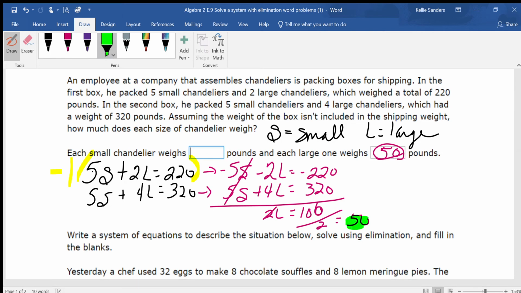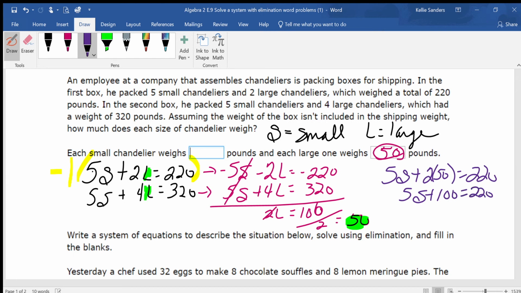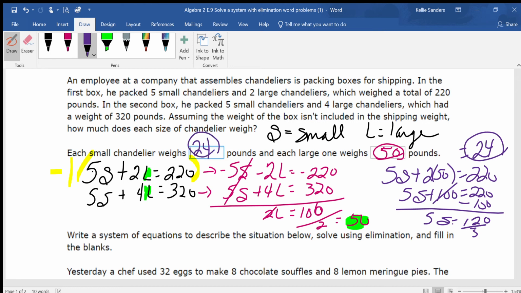Now put 50 into either this L or this L. We'll do the top one. 5S plus 2L, which is 50, equals 220. 5S plus 100 equals 220. Subtract the 100, which is 120. Divide by 5, equals 24. A small chandelier weighs 24 pounds.